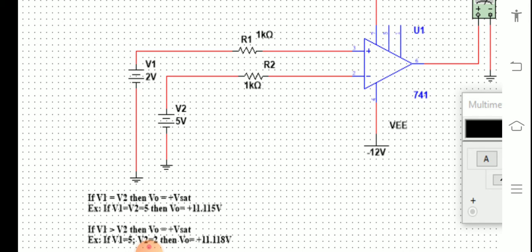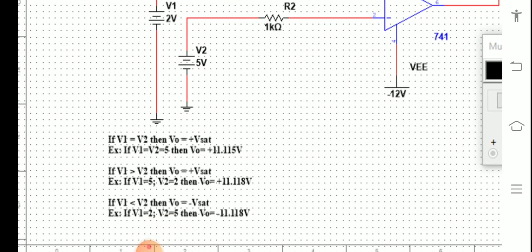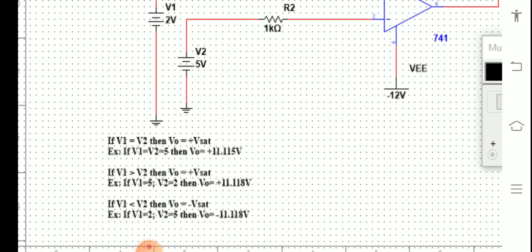I am taking the readings like this. When I make V1 and V2 equal to 5, your output voltage will lie at your plus V saturation value. Similarly, when your V1 is greater than V2, your V0 also lies at plus V saturation. Here I am taking V1 equal to 5 and V2 equal to 2, then your output voltage will be equal to plus V saturation, that is 11.118 volt.